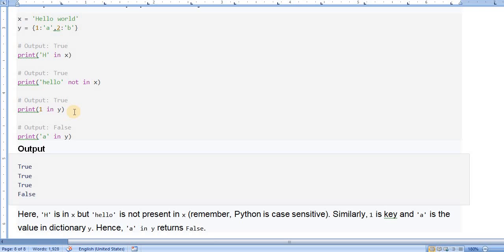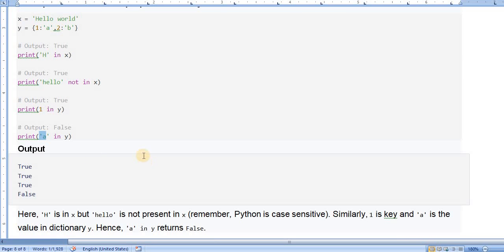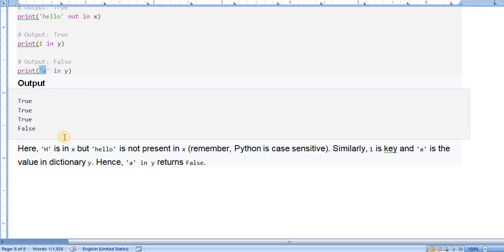And 1 in Y. Because this is the key and these are the values in the dictionary. So when we test membership in a dictionary, it always checks the keys. And here, A in Y. A is the value, so it will not check the value, so it returns false. We will learn these topics in a separate lesson, so it will be clear in that lesson. So here the explanation is given.